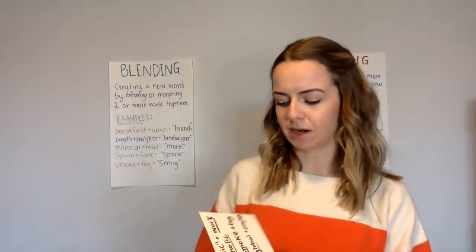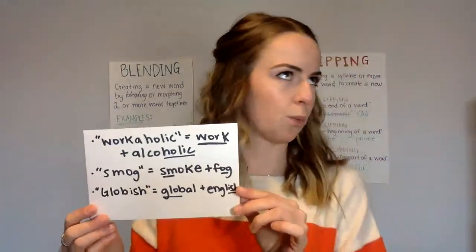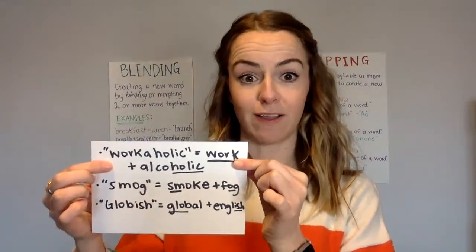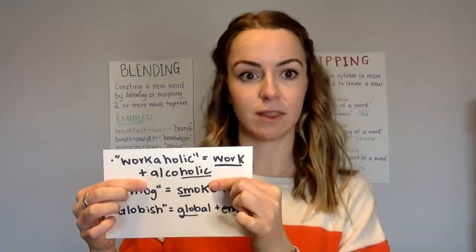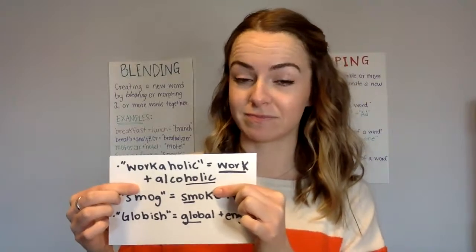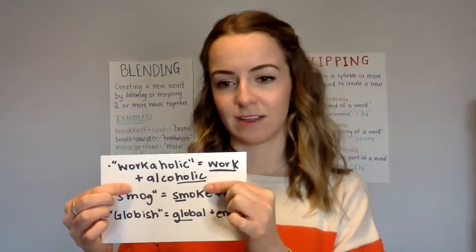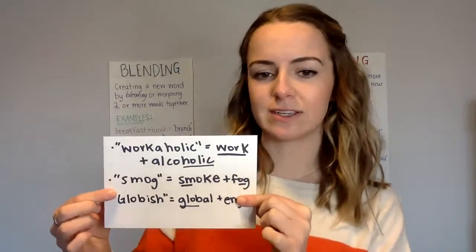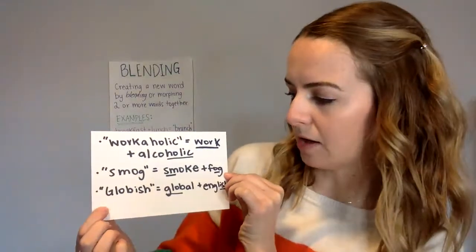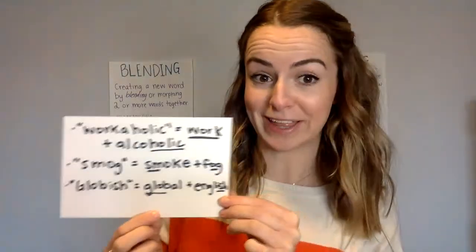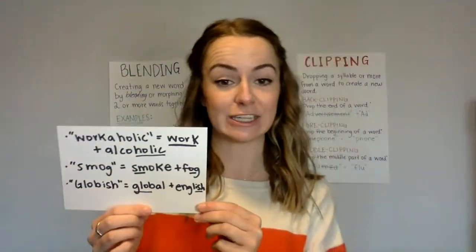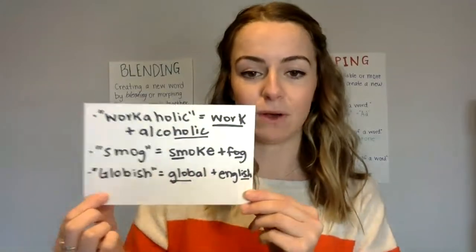Now, some more examples that I have for us is workaholic. This is someone that works way too much. So they do work and alcoholic to make workaholic. Now, you can use aholic for a lot of things. Someone that loves to shop would be shopaholic. Okay? Very good. Another example, smog, that is smoke plus fog. And we also have globish. Okay, that's what we're doing right now. That is global English. We're all here to speak and learn English together globally, and that would be called globish.